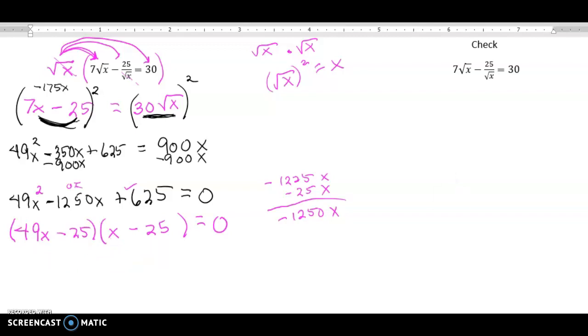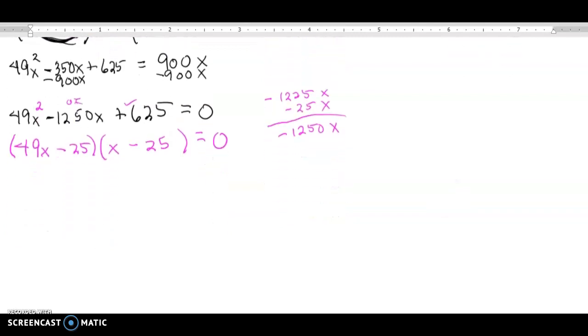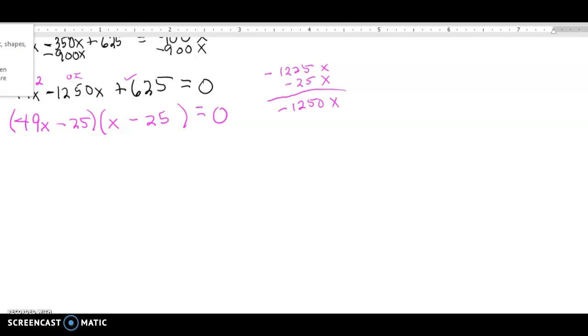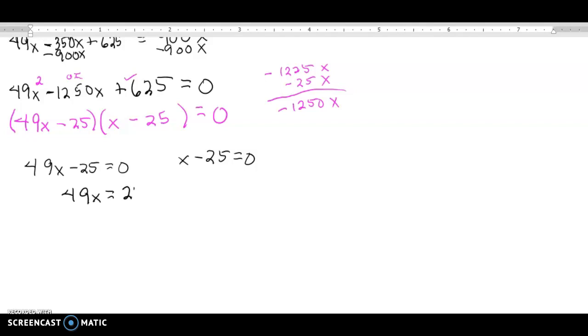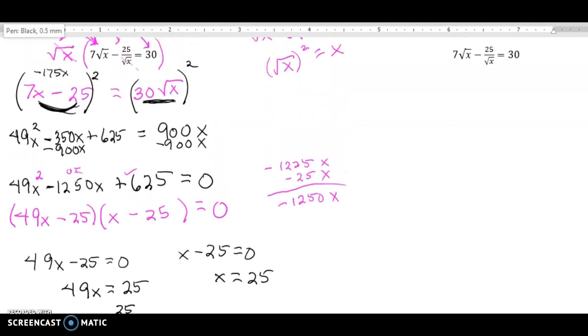So once we factor, what do we do with our factors? We set our factors equal to 0 and we solve for x. 49x minus 25 equals 0, and x minus 25 equals 0. Add 25, 49x equals 25. Divide by 49, and x equals 25/49ths. Add 25, x equals 25. But one of the most important components is to check the work.